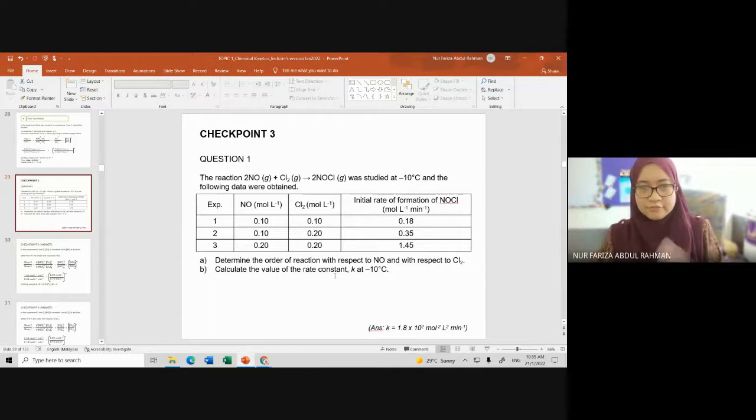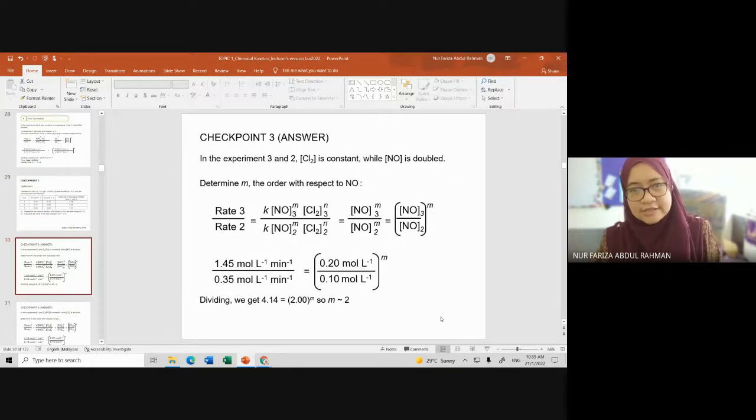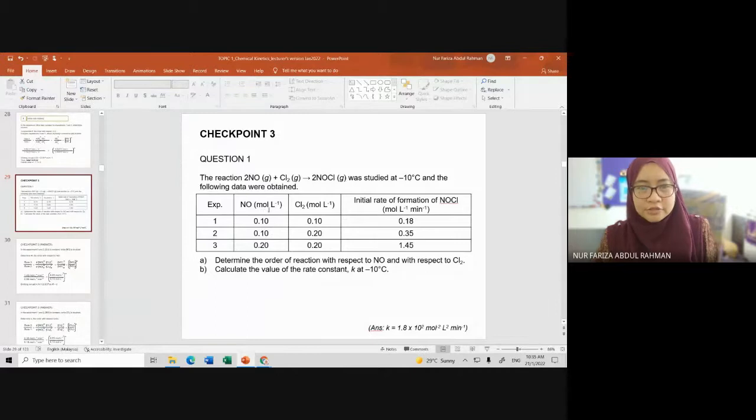Alright, so macam biasa, let's look at the answer. So we have 2 reactants there. Start with the general rate law dulu, yang unknown orders tu. Kita ada NO, we also have Cl2. So we have to choose the one yang sama, fixkan, so that we can get that reactant, the order with respect to that reactant. Kalau nak cari NO, kita kena fixkan Cl2 kan.